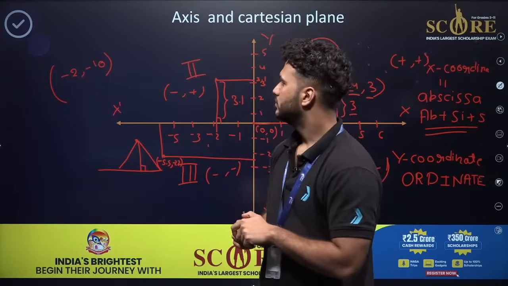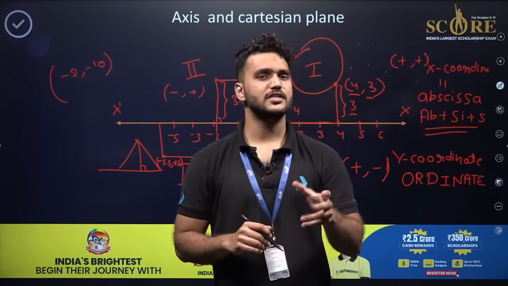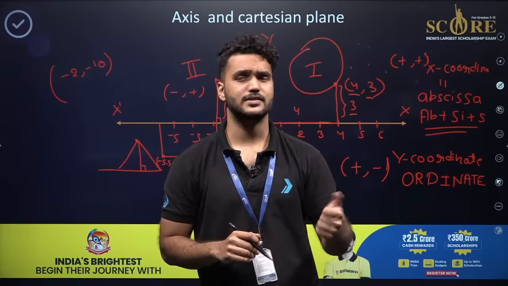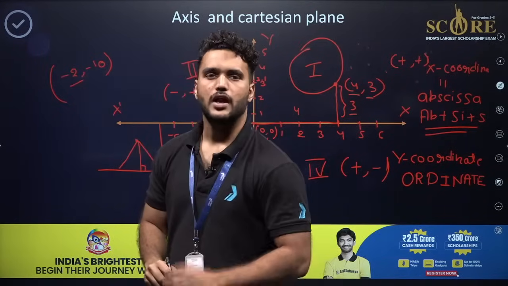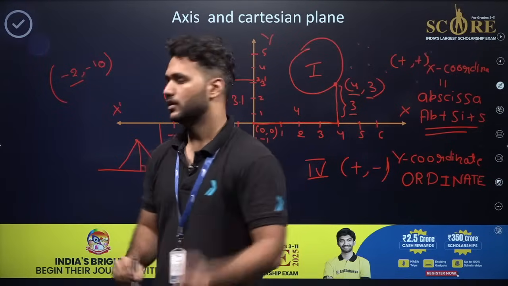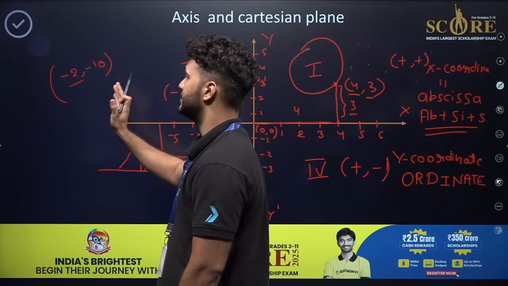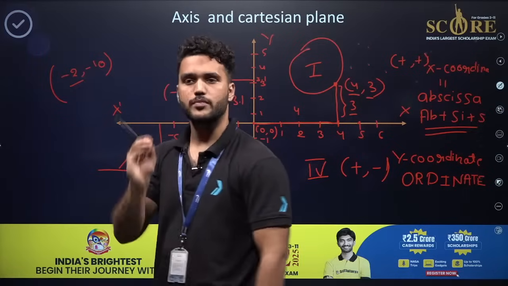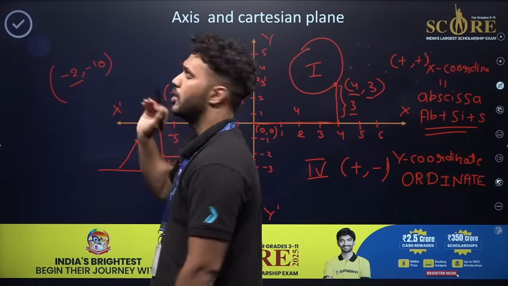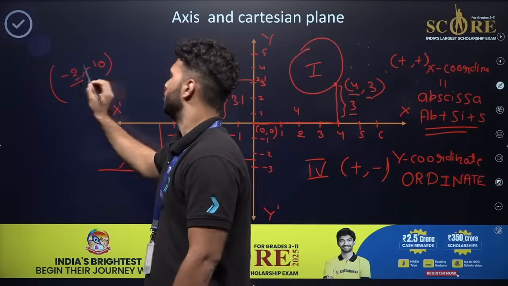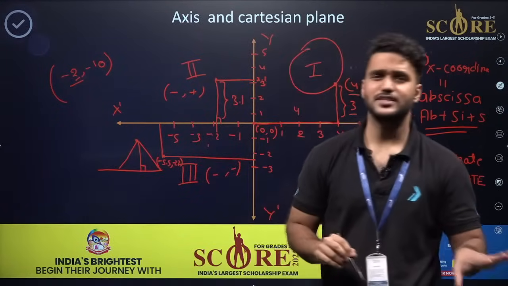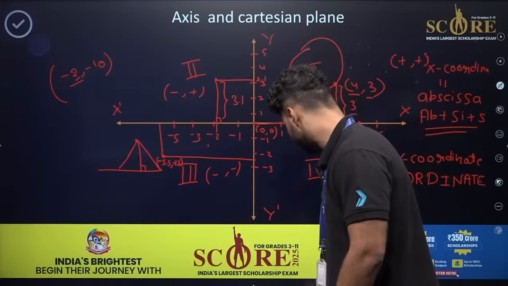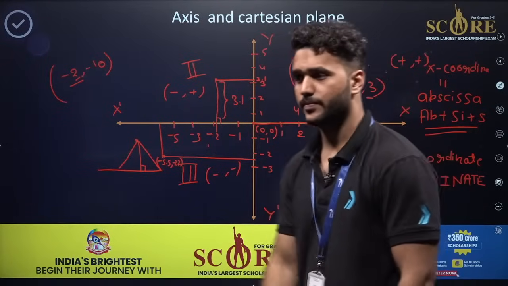Now what about the distance from the y-axis? Simple, just check the x coordinate without sign. What is the distance of this point from the y-axis? Don't care about sign, because sign says about direction and distance doesn't care about direction. Is it clear, guys?